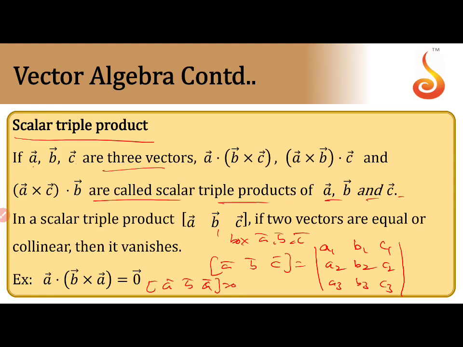Now what you can remember: box ABC is A dot B cross C or A cross B dot C. That is called box ABC. How to find box ABC? Just find the determinant of the vector components. First row is A bar components, second row B bar components, third row C bar components. If two vectors are identical, the value of box is 0.